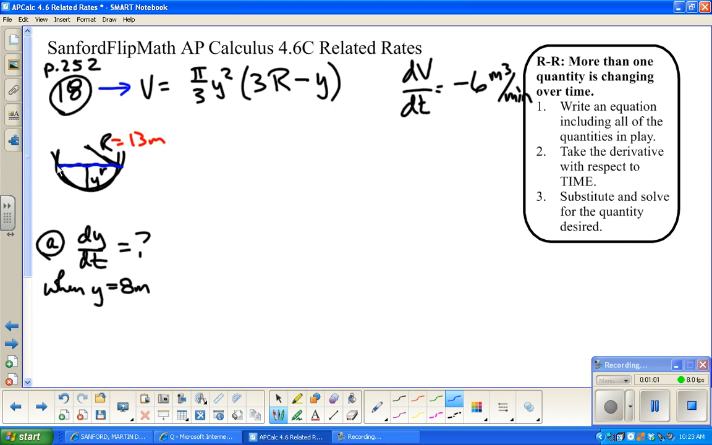So I made a little note here that the volume of the water is changing at a rate of 6 cubic meters per minute, and it's negative. Why is it negative? Because the water level is going down. The volume in this reservoir is going down, so it is getting smaller, so the rate of change is negative. If the water was flowing in, then it would be positive.